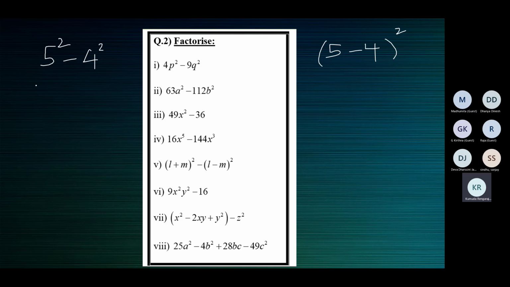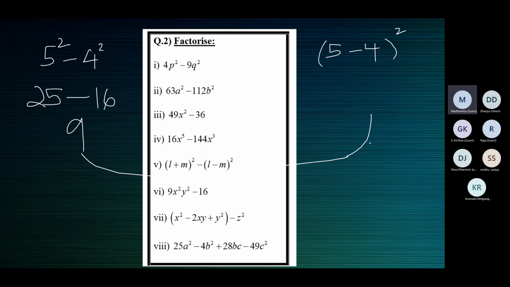No. What is 5 square? What's the value of 5 square? 25, ma'am. What's the value of 4 square? 16, ma'am. What is 25 minus 16? 9, ma'am. Now, 5 square minus 4 square is equal to 5 minus 4 the whole square only if you get the same answer here also. You should get the same answer 9 here.